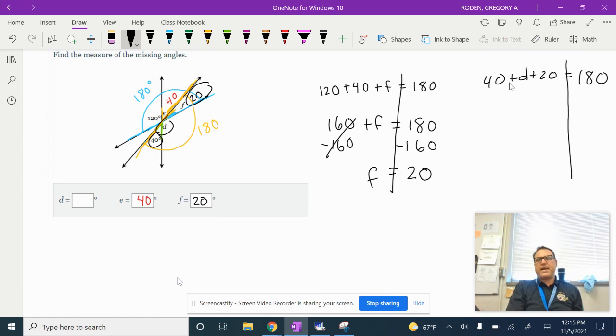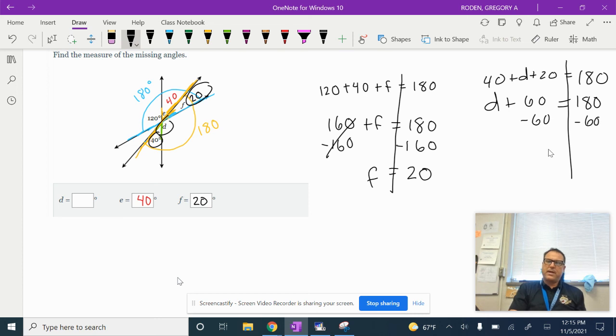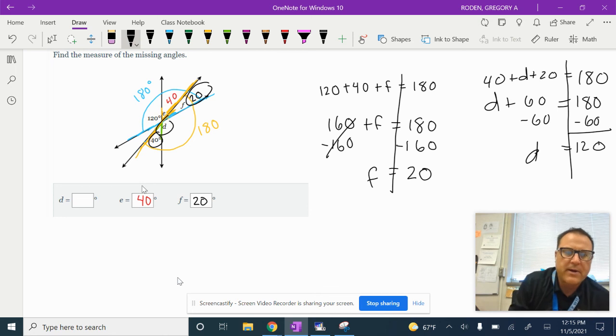So the next thing I'm going to do is add 40 and 20, which is 60. So I get D plus 60 equals 180. I'm going to subtract 60 from both sides. And I get D equals, let's see here, this is 180 minus 60. I think that's 120 if I did my math correctly. And so now I can say that D is 120 degrees.